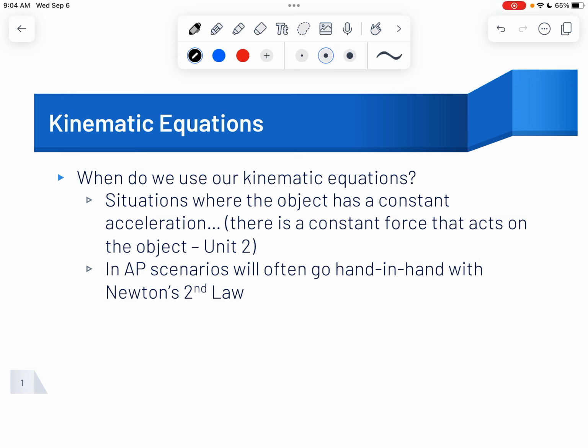Alright class, in today's video we're going to do a quick overview of our three kinematic equations as they appear on the AP equation sheet. So again, when we're deciding to use these equations, the biggest thing is that they only apply to situations in which we have a constant acceleration. Eventually we'll look at scenarios in which acceleration is non-constant. That's where the calculus comes into play. But for right now, we want to make sure there's a constant acceleration.